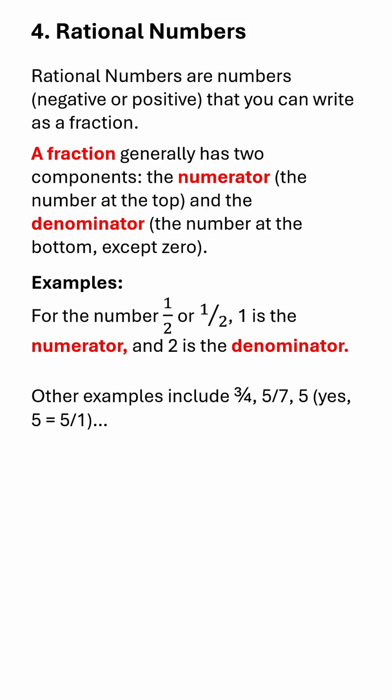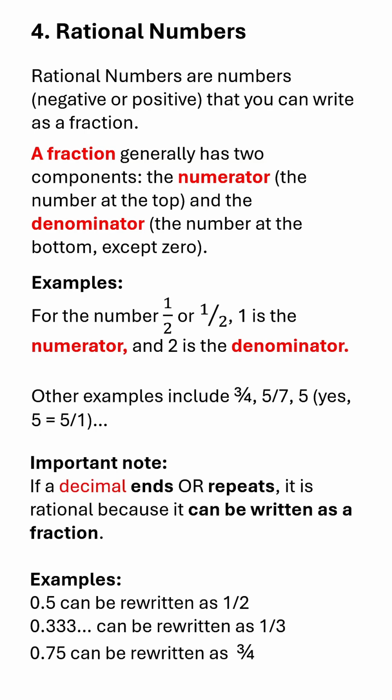Other examples include 3/4, 5/7, and even 5. 5 can be written as 5/1. In other words, natural numbers are rational numbers. Important note: if a decimal ends, like 0.5 and 0.75, or repeats, like 0.333, then it is a rational number.